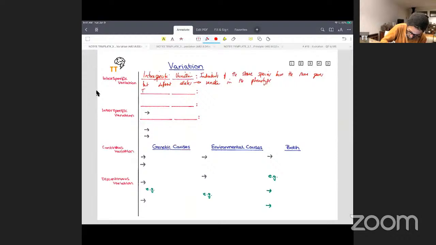So then we have inter-specific. Intergalactic, internet, intercity. So this is individuals of different species, which have different genes and live in different environments. Generally speaking, individuals of the same species have exactly the same genes. And different species, obviously, us and chimpanzees, 94% of our DNA is pretty much in common. So we have many of the same genes, but they do have different genes as well, and live in different environments.